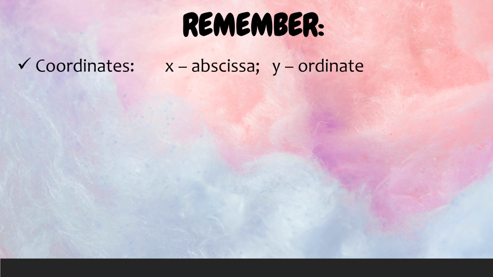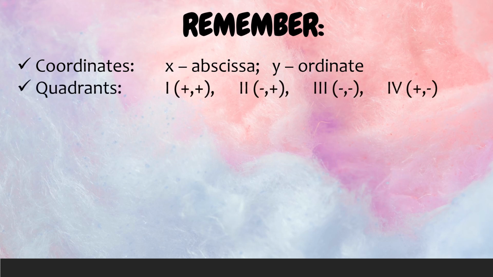So let us now summarize what we have learned in this rectangular coordinate system or Cartesian plane. We have two given coordinates. X coordinate is called the abscissa and y coordinate is called the ordinate. Next, we have the four quadrants. Quadrant 1, wherein the ordered pair is positive positive. Quadrant 2, negative positive. Quadrant 3, negative negative. And quadrant 4, positive negative.